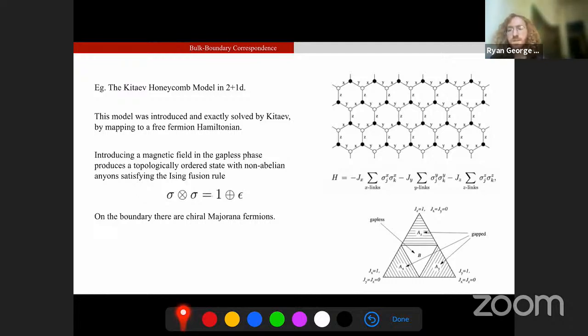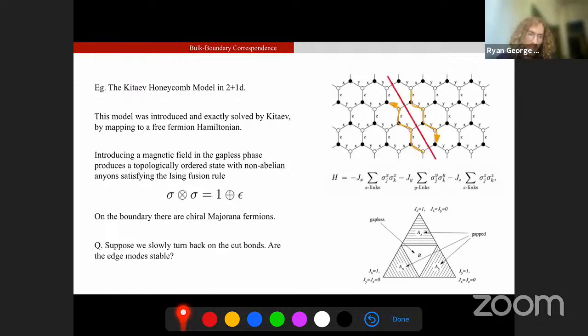And on the boundary of this theory, in the formulation where you map this to fermion variables, you see at the boundary there's a chiral Majorana fermion. Now if we do a cut, so we turn off all the bonds along some line, then on one edge you have a chiral Majorana going this way, and on the other edge you have a chiral Majorana going the other way.